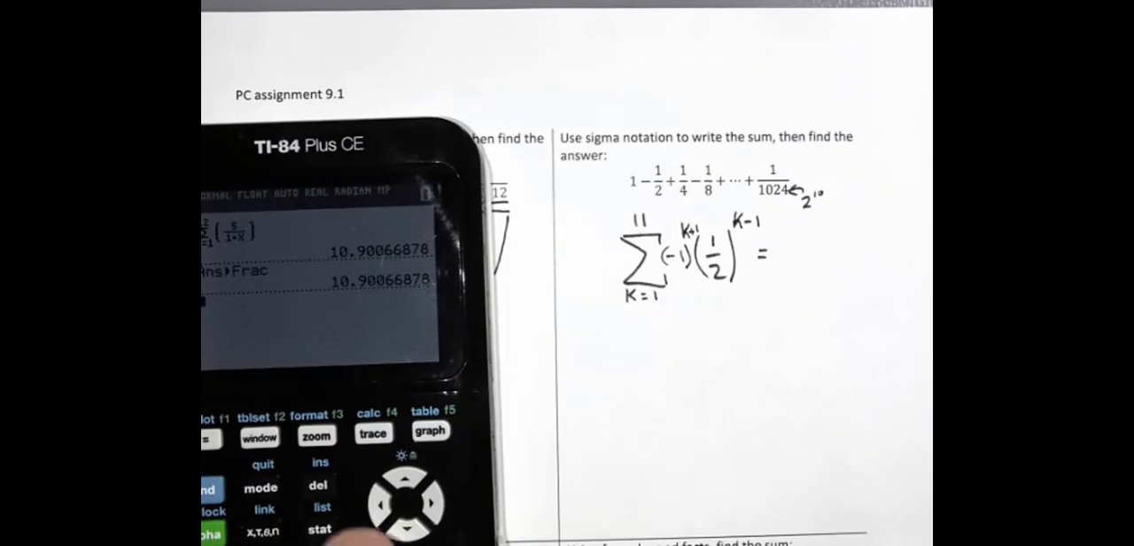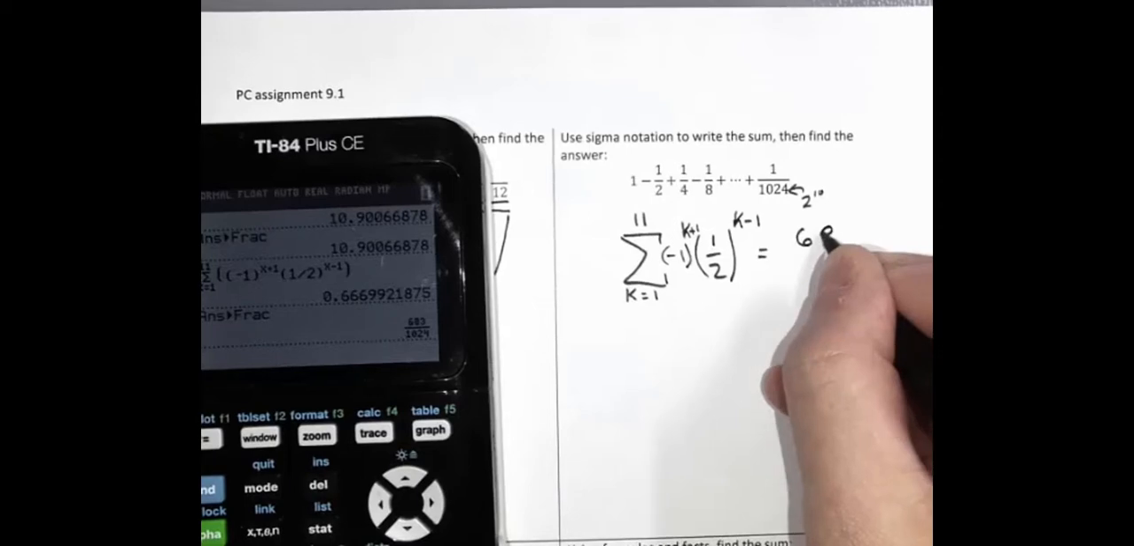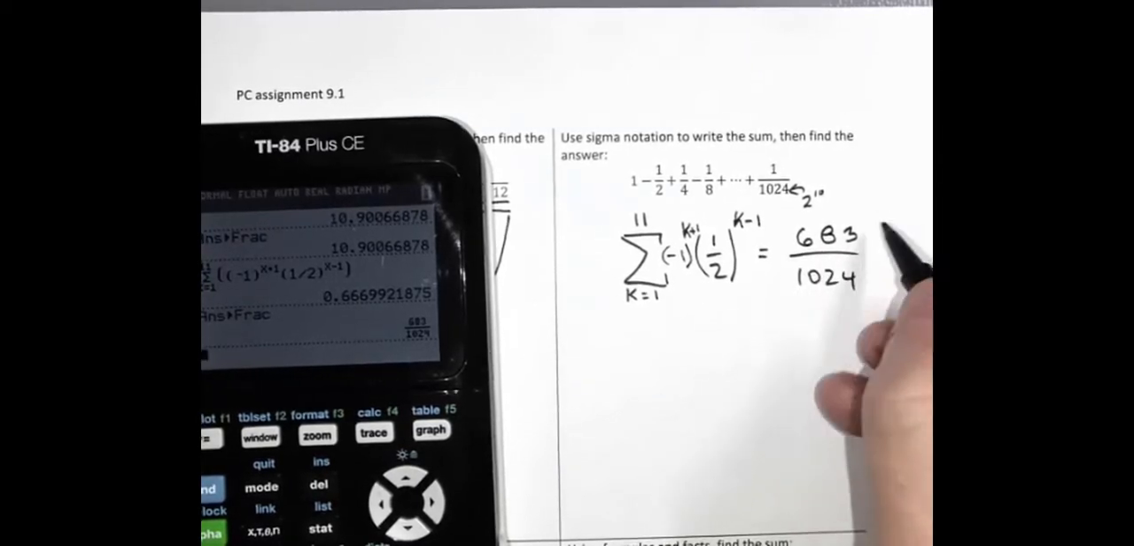Now what is the actual number? Math, summation notation, and we'll go x equals 1 to 11. And in here we have -1 raised to the power of x plus 1 multiplied by 1/2 raised to the power of x minus 1. Which comes out to be... can we get a decimal fraction on that one? Yay! There we got a fraction. 683 out of 1024.